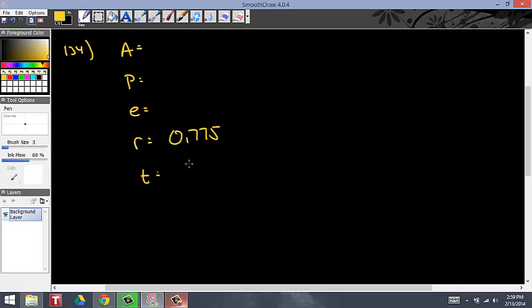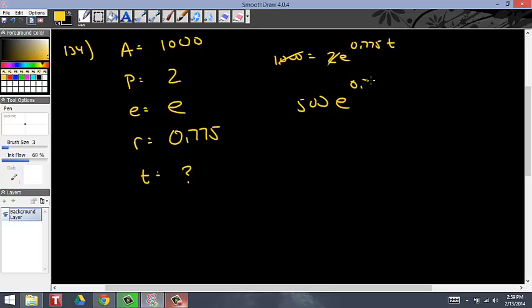Who can fill in the rest of the information? Kaylin. Okay, that's the initial amount of bacteria. Okay, so who can set that up in its equation form? Ryan. Okay, cool. So we know that's 500 e to the 0.775t equals. How do I get that t down to the bottom? Alan, do you know how to get t down to the bottom?